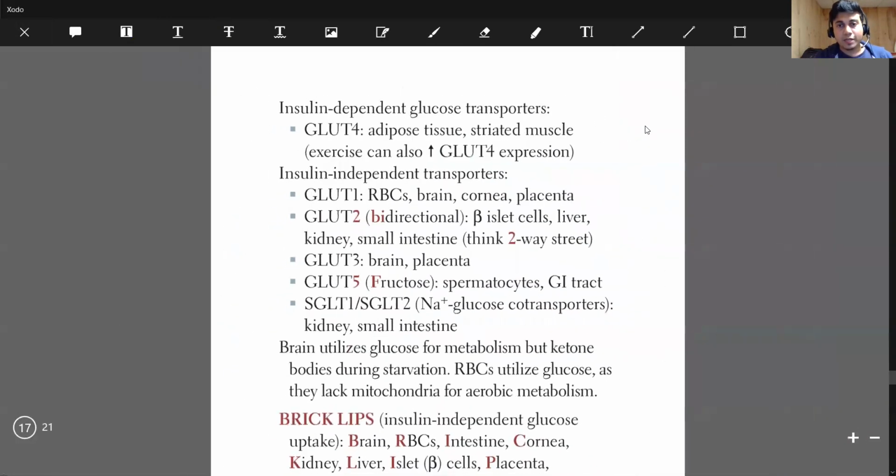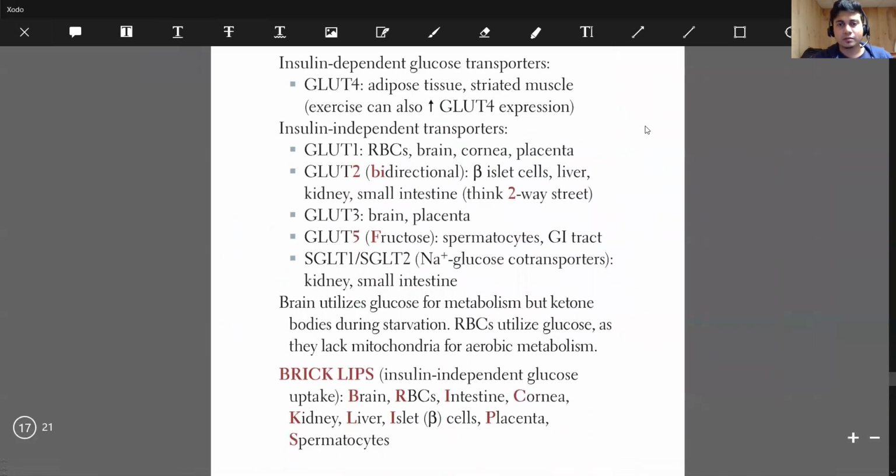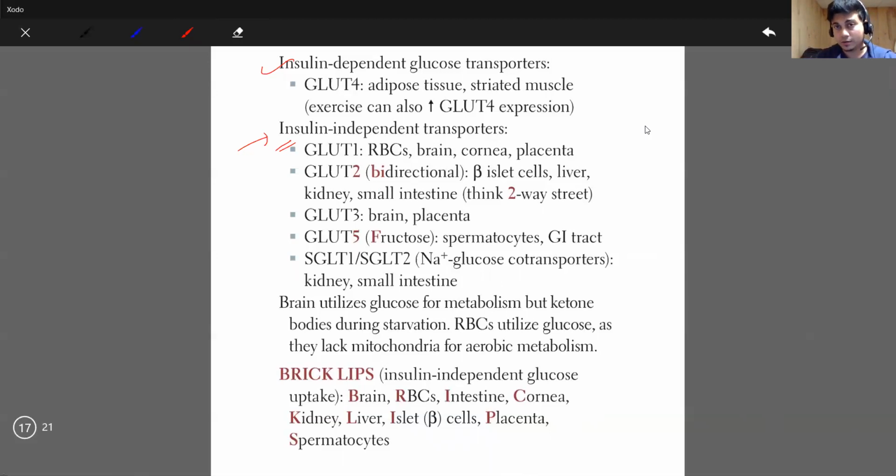Now, as we discussed glucose transporters, let's discuss what types of glucose transporters we have. There are some insulin independent glucose transporters, that means they don't need insulin to work. And there is the insulin dependent glucose transporter, that is your GLUT4, which I just discussed. It is present in your adipose tissue, and it is present in your striated muscle.